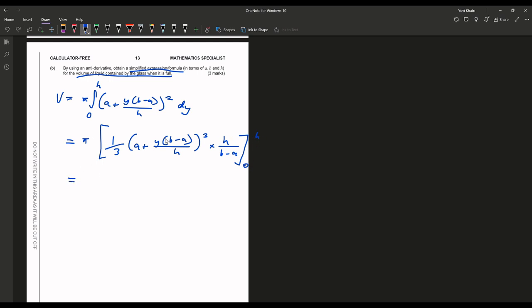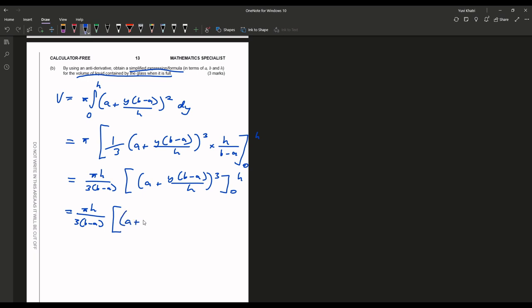And let's make our life easier. We'll just take the constants out. So this is going to be pi h over 3 times b take a, and same sort of thing, a plus y times b take a over h, cubed, and that's from 0 to h. And now it's just algebra from here, really. So not too hard.